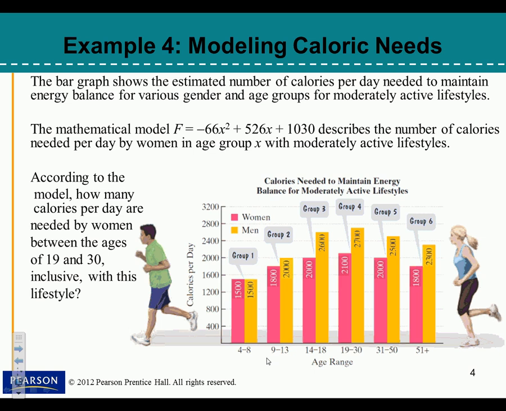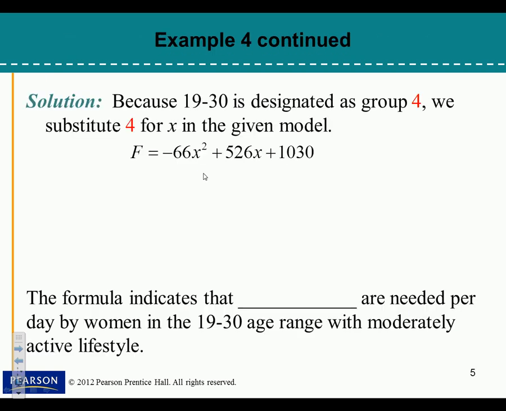So you're going to go down and figure out which age range they're asking about, 19 to 30. That's this age range, which is group 4. And in this model, group x, whatever your group number is, that's what you're going to plug in for x. So that's what we're going to do on this page. 19 to 30 was designated as group 4. So we substitute 4 in for x into the model. And it looks like that. We talked about that yesterday. So we plug in 4 everywhere we see an x.